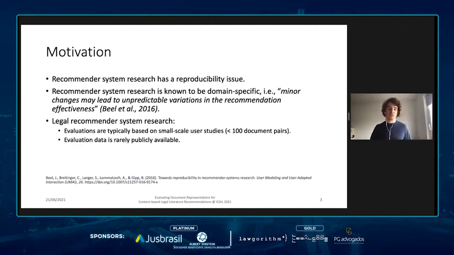Besides the technical aspect, we conduct this research also with reproducibility in mind. In general, recommender system research is known to have a reproducibility issue. This issue also exists for legal recommender systems, where evaluations are often based on a small-scale user study, and also the evaluation data is rarely published. This leads to inconsistent research results and makes it very difficult to actually reproduce the research.